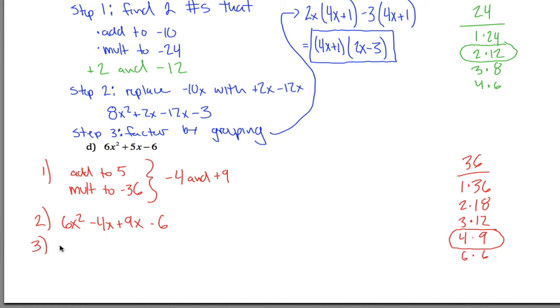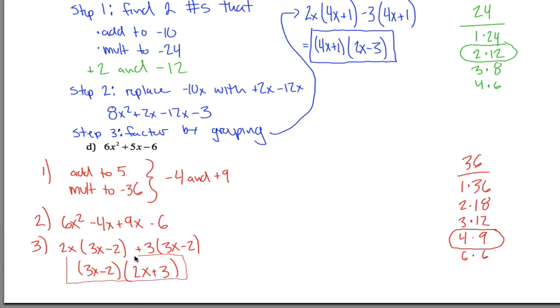From my first group here, the greatest common factor is 2x. If I pull out that 2x, I'm left with 3x minus 2. From this next group, in order to be left with 3x minus 2, what I'm going to have to do is pull out a 3. What I now have are two terms that both have a 3x minus 2 in them. So I can factor out that 3x minus 2, that's this guy and this guy. And all that I have left behind is a 2x and a plus 3. What I've managed to do is factor that polynomial.